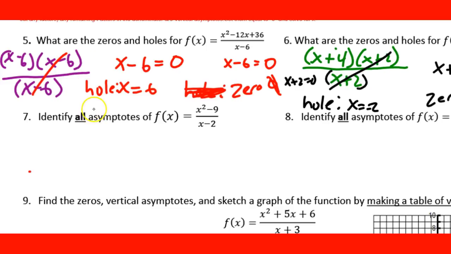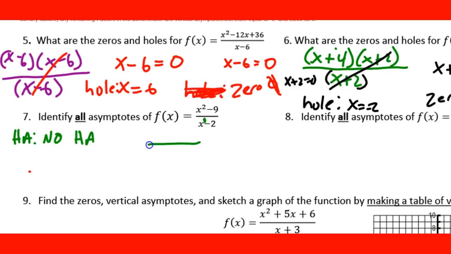So now we're going to identify all the asymptotes. Before we factor, let's find the horizontal asymptote. We look at the degree at the top and the degree at the bottom. The degree at the top is 2, the degree at the bottom is 1. So it's larger at the top. Remember, when the degree is larger at the top, there's no horizontal asymptote.